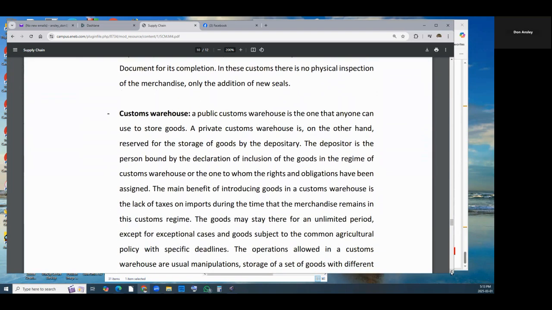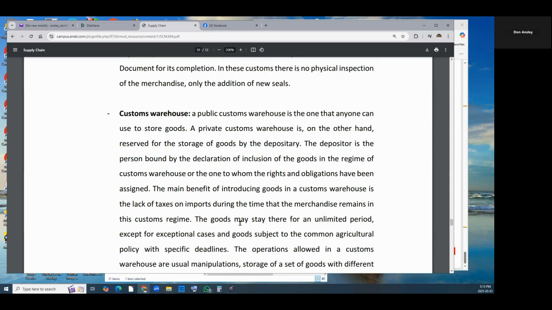Customs warehouse. A public customs warehouse is one where anyone can store goods. A private customs warehouse is, on the other hand, reserved for the storage of goods by the depositary. The depositor is the person bound by the declaration of inclusion of the goods in a customs warehouse regime, or the one to whom the rights and obligations have been assigned. The main benefit of introducing goods in a customs warehouse is the lack of taxes on imports during the time that the merchandise remains in the customs regime.